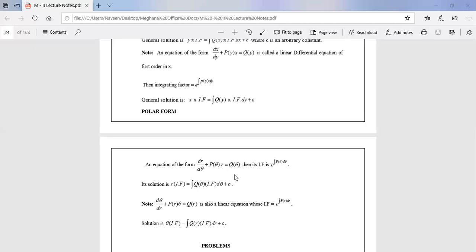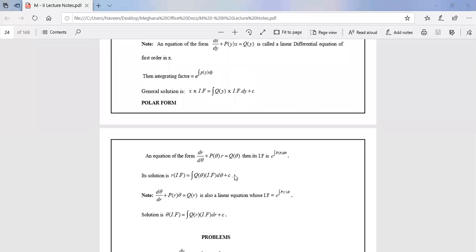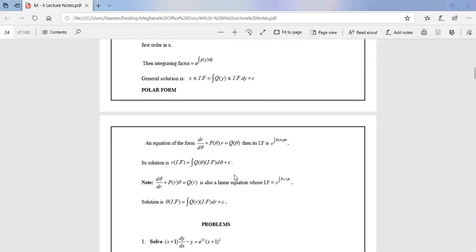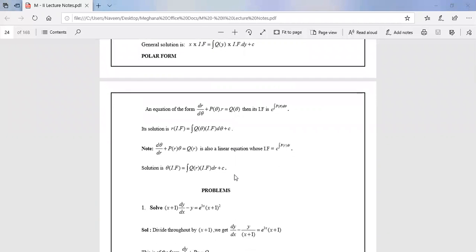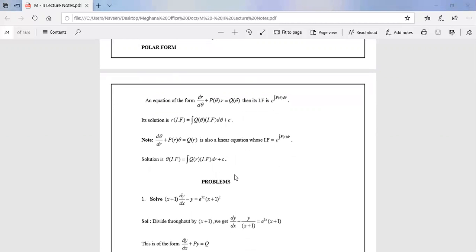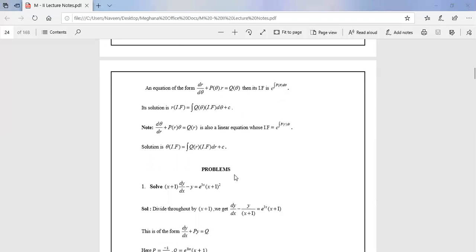Okay. Now let us discuss one or two problems based on this linear differential equation. So let me take the first example. Solve (x plus 1) into dy by dx minus y is equal to e power 3x into (x plus 1) whole square. Okay, this is the given differential equation.